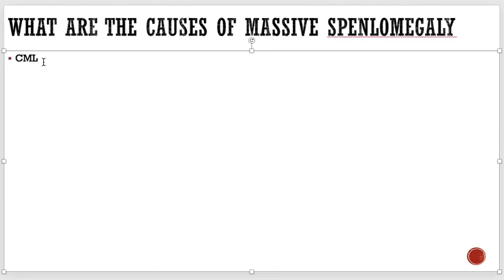CML, chronic myelogenous leukemia, myelofibrosis, and the third one is malaria. In these, the spleen becomes massively enlarged. These are the three causes which you can think of.